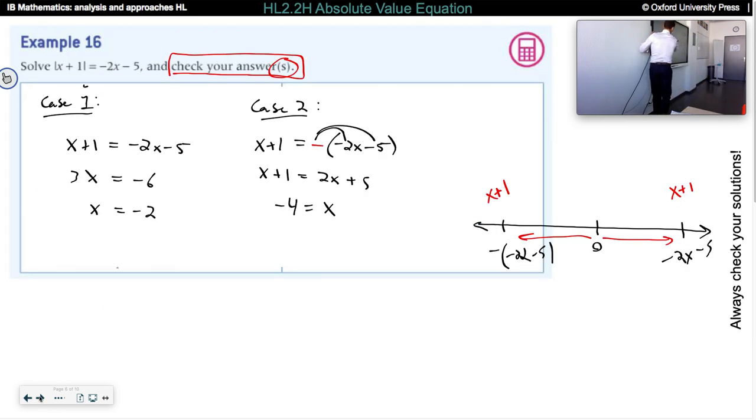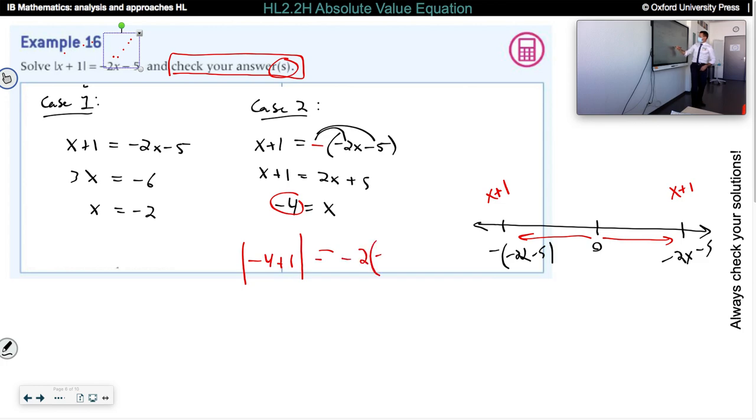So if you take this and pop it in here and here, what's going on up there? You'd go negative 4 plus 1, absolute value of that. Does that actually equal negative 2, negative 4, minus 5? That's negative 3, so that's just 3. Positive 8 minus 5. Hey, that works. Ka-ching. I'm happy with this solution.